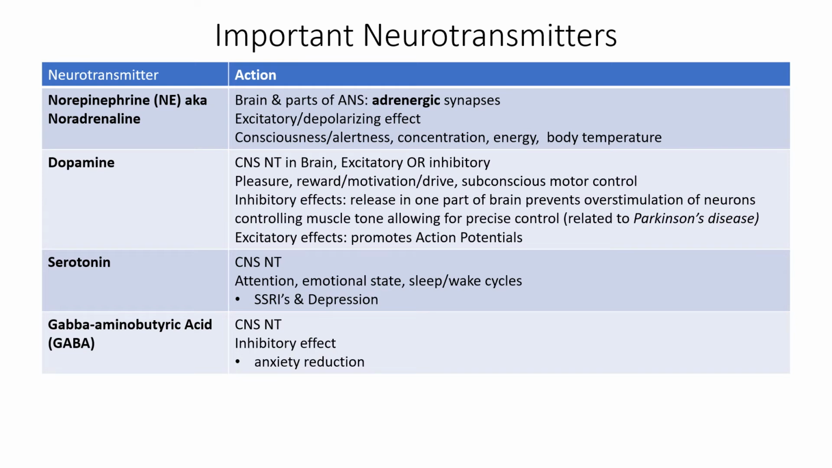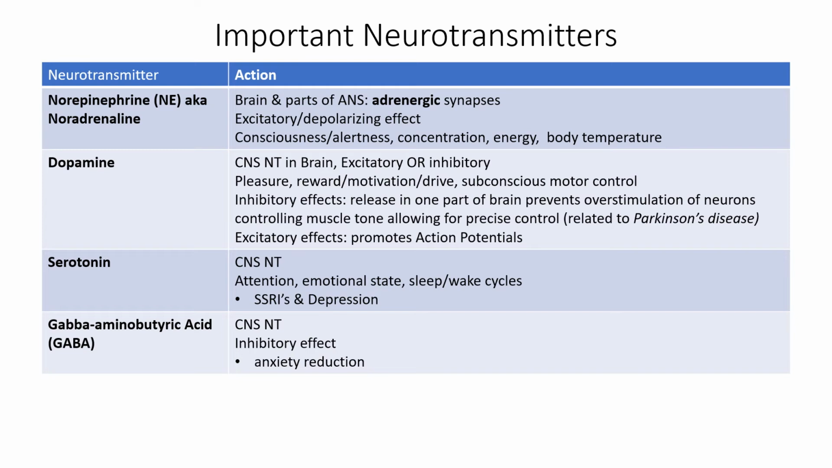Norepinephrine is sometimes abbreviated as NE and is also sometimes called noradrenaline. We find this neurotransmitter in the brain and portions of the autonomic nervous system, and we find this at what we call adrenergic synapses. We mentioned cholinergic synapses, which are found with acetylcholine. So these adrenergic synapses are found with noradrenaline or norepinephrine. And this neurotransmitter usually has an excitatory effect on the postsynaptic membrane, and it's involved in consciousness and alertness, concentration abilities, energy, and body temperature regulation.